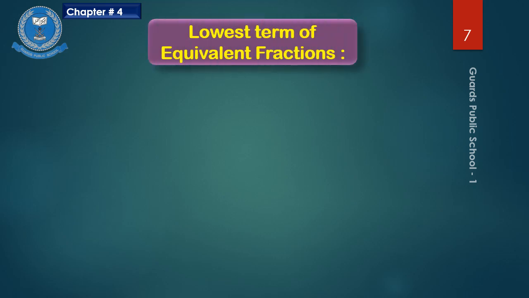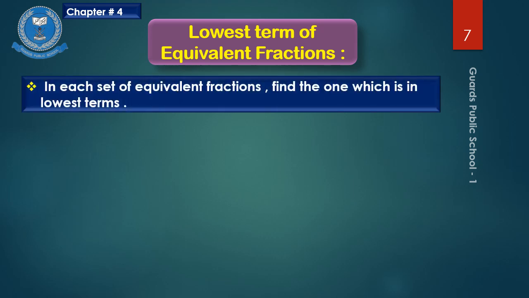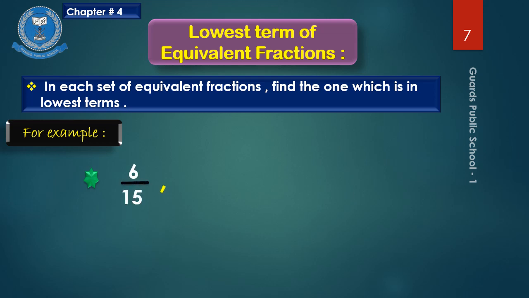of equivalent fractions. In each set of equivalent fractions, find the one which is in lowest terms. For example, here 4 equivalent fractions are given: 6 upon 15, 4 upon 10, 8 upon 20 and 2 upon 5. Let's find out the fraction which is in lowest term. First one is 6 upon 15.